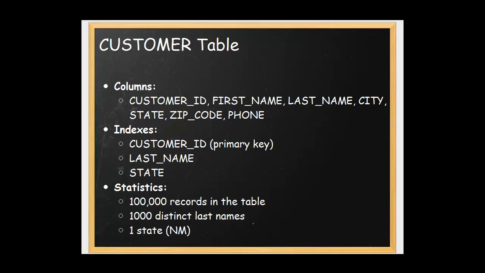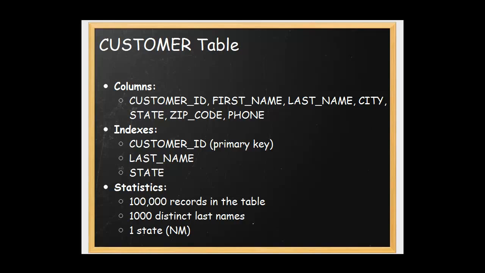The best way to understand how table analysis works and how it actually benefits you as the user is to look at a very, very simple example. Our example uses a single table in our database called customer. Basically, this customer table is made up of customer ID, first name, last name, city, state, zip code, and phone. It has some indexes on some of the columns in this table. It has one on customer ID, that's the primary key. It has one on last name, and it has one on state.